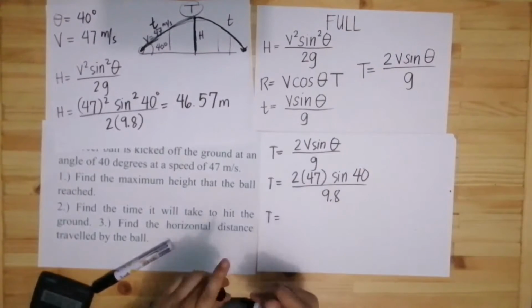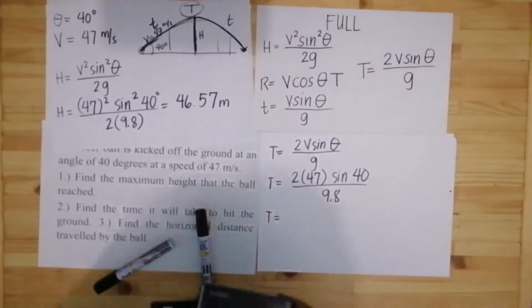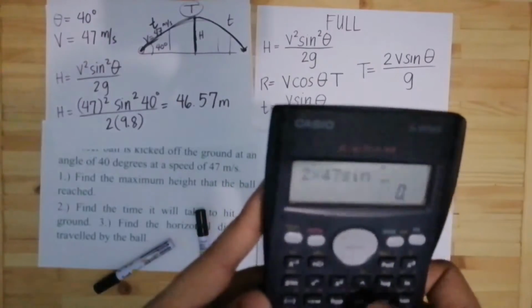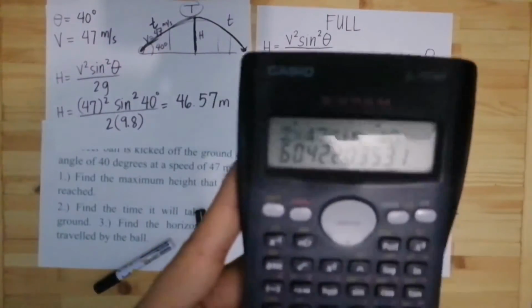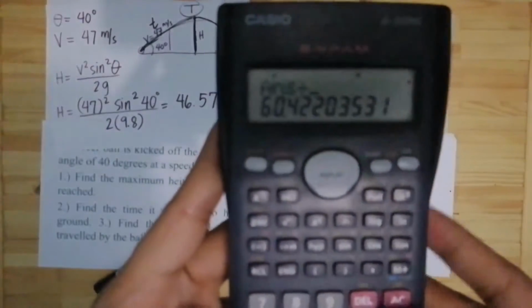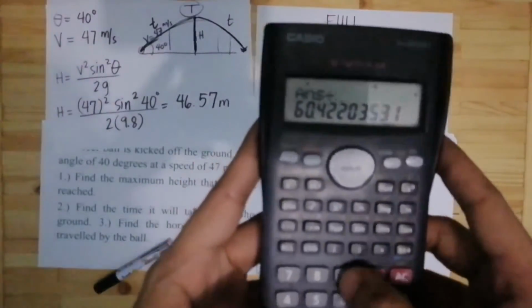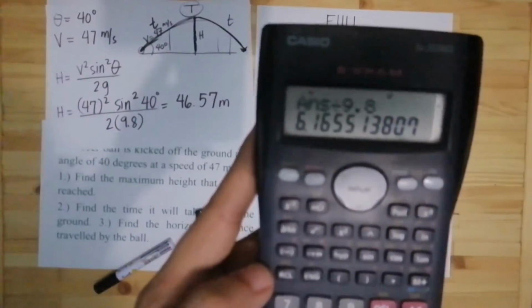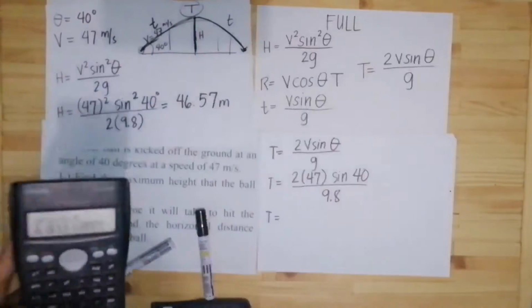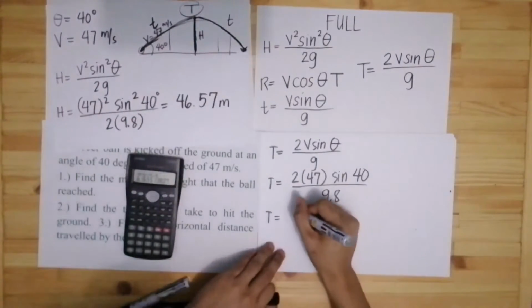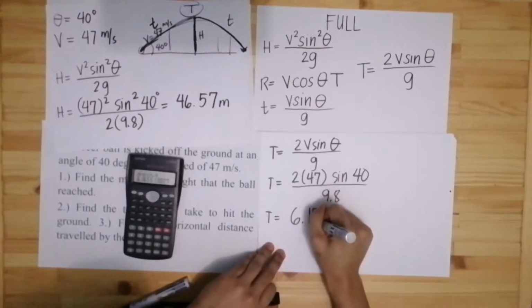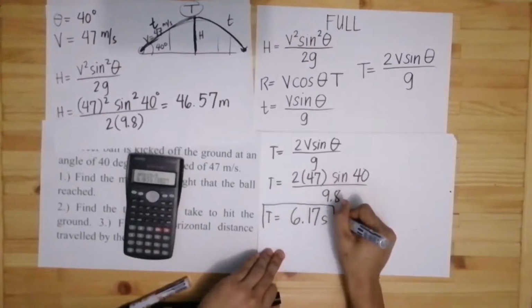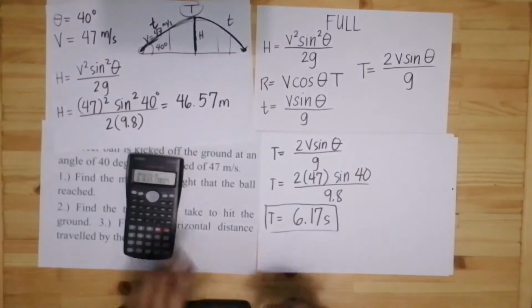Then, total time is equal to, let's just put this on our calculator. 2 times 47, then sine 40, equals natin yan. Then, divided by 9.8. That is equal to 6.17. Okay, 6.165 yan. So, magiging 6.17. That is in seconds. So, that is the total time. Okay, that is already number 2.